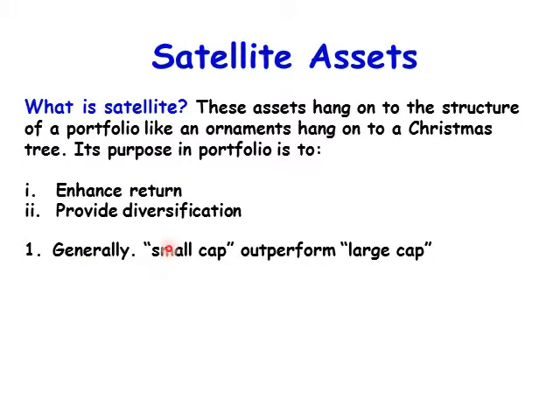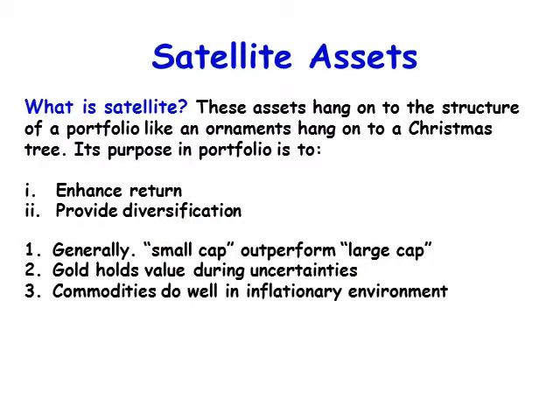Generally, small caps outperform large caps, so addition of small cap would improve the returns. Gold holds value during uncertainty, and also gold does not correlate well with either equities or debt, so this also would reduce the standard deviation and provide diversification, of course. Commodities do well in an inflationary environment, and also commodities do not correlate well with either debt or equities, so they also help provide diversification and reduce standard deviation.